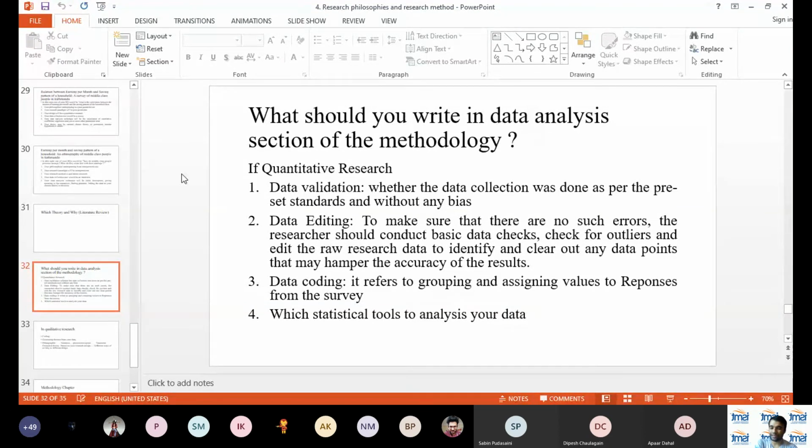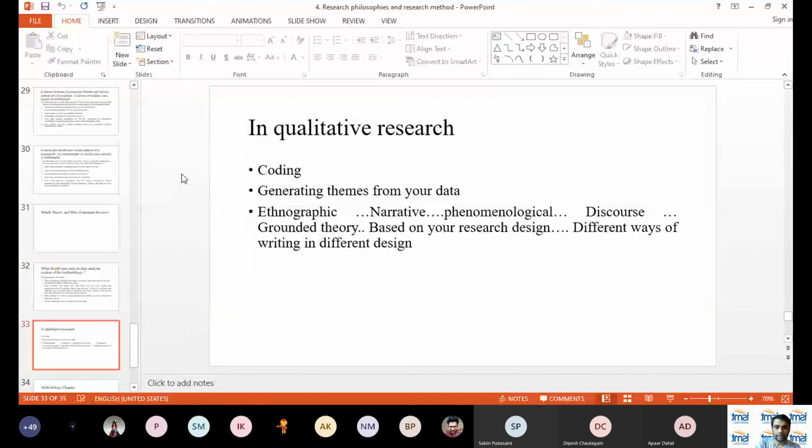Okay, if you are only going to find the average, what is the average of people that are using the technology, then you use the mean in that case. And in qualitative research, there is coding, generating themes from your ideas. It is ethnographic, narrative, phenomenological, discourse, grounded theory. These are the parts of qualitative research. Part means these are the strategies for qualitative research.